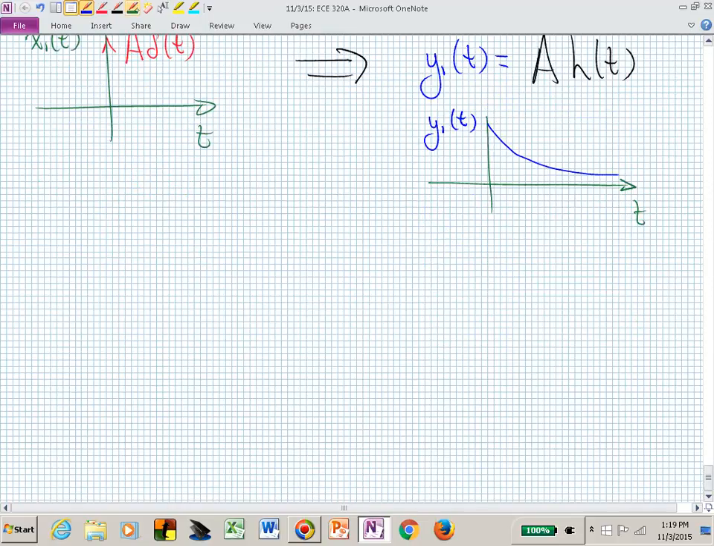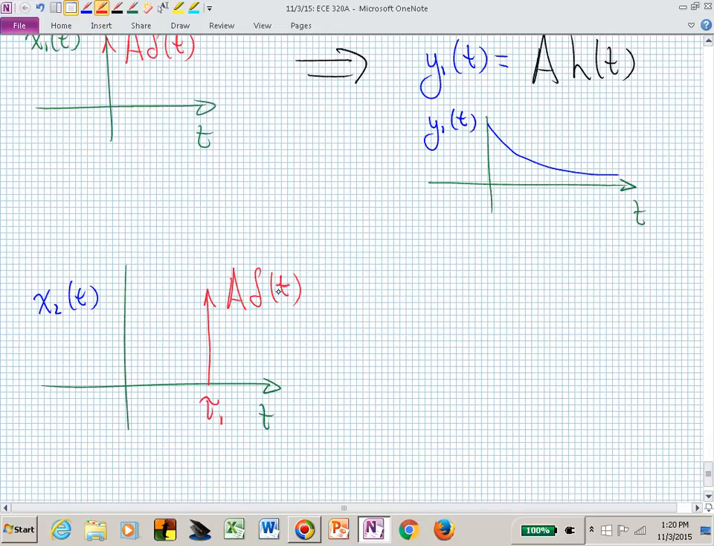So now suppose that I say, here's another input. Let me call it x sub 2 of t. It's going to be a big step. Suppose that I now apply an impulse at time tau sub 1, and that impulse is weighted by A.